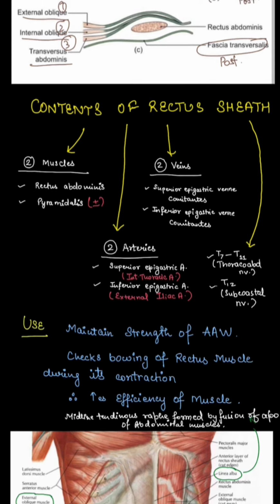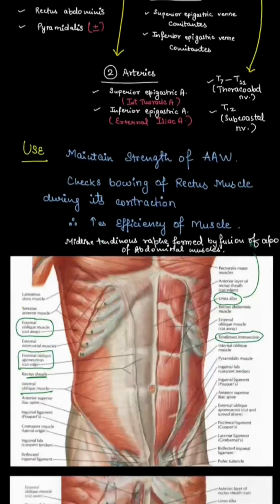Okay, now we have the nerves. We have two nerves, or you can say two groups of nerves. One is the thoracoabdominal nerves. Thoracoabdominal nerve is not a single nerve. We say this is a group of nerves, the thoracoabdominal nerves, which is from T7 to T11, and then T12 is known as the subcostal nerve. So this is two nerves, you can learn it like that. One is the thoracoabdominal group of nerves and another one is the subcostal nerve. Okay, so this way you can learn the contents of the rectus sheath.